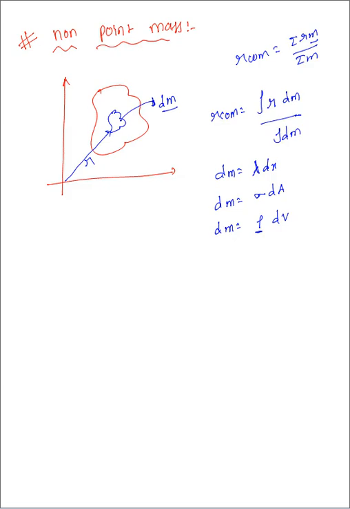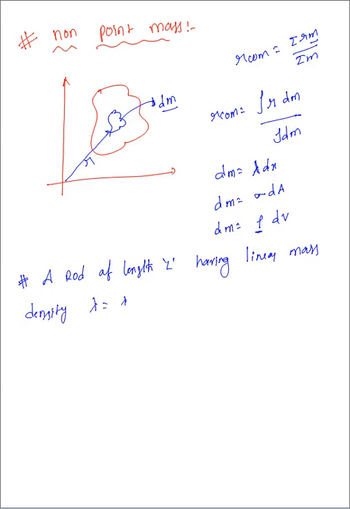So let me take one question so we can understand better. A rod of length L having linear mass density lambda equal to lambda naught by L times x. Find the center of mass for the system. So what is given here? They have given one rod here.